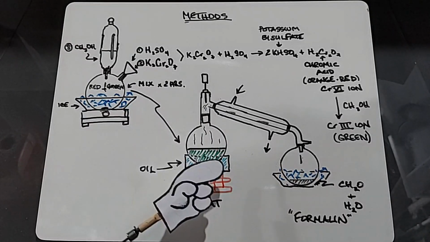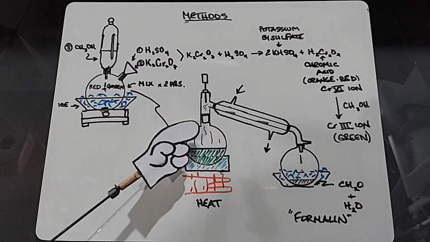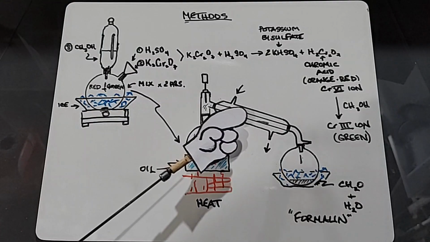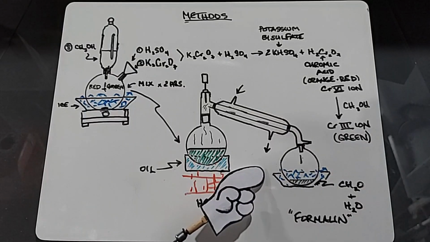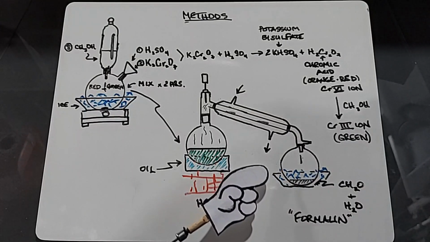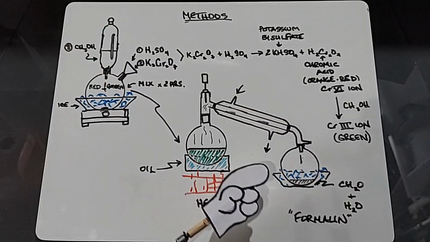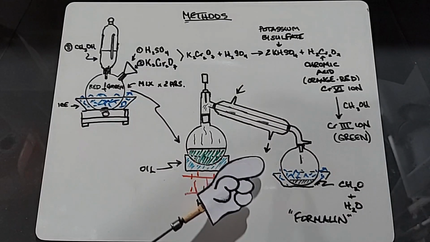the formaldehyde will come out of solution around 96 to 98 degrees, and it will begin to drip over here. Once it's made its way into the second round bottom flask, it'll be in ice because formaldehyde does want to evaporate quickly, and the more pure it is, which I'm hoping for, the more likely it is to evaporate.